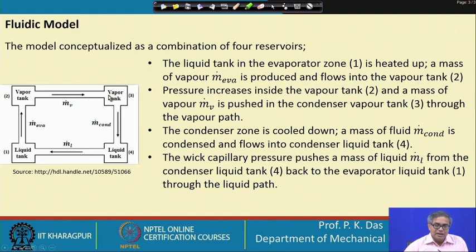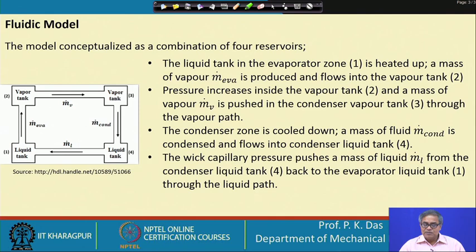Then in the condenser section, the vapor is getting transformed into liquid and that goes to a liquid tank in the condenser section, an imaginary liquid tank. Then from the liquid tank situated in the condenser, liquid flows to another liquid tank which is situated in the evaporator, and there the liquid goes to the vapor tank through a transformation process from liquid to vapor. So, this is kind of a circulatory model people could imagine. See, the model is conceptualized as a combination of 4 reservoirs.